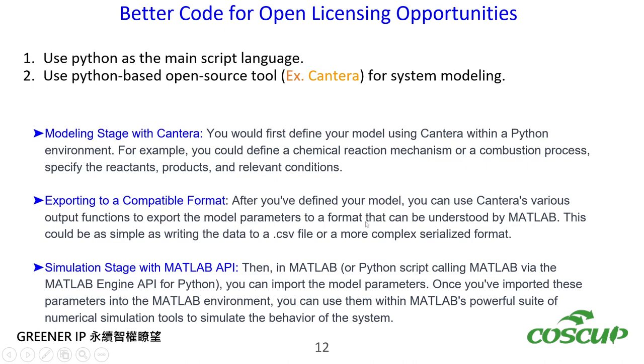So now I want to talk about a better code writing way for open licensing opportunities. First of all, use Python as the main script language while calling MATLAB functions via the MATLAB engine API, which is better than writing your main script in MATLAB and calling the Python libraries. And number two, you can use some Python-based open source tool for system modeling, such as Cantera.